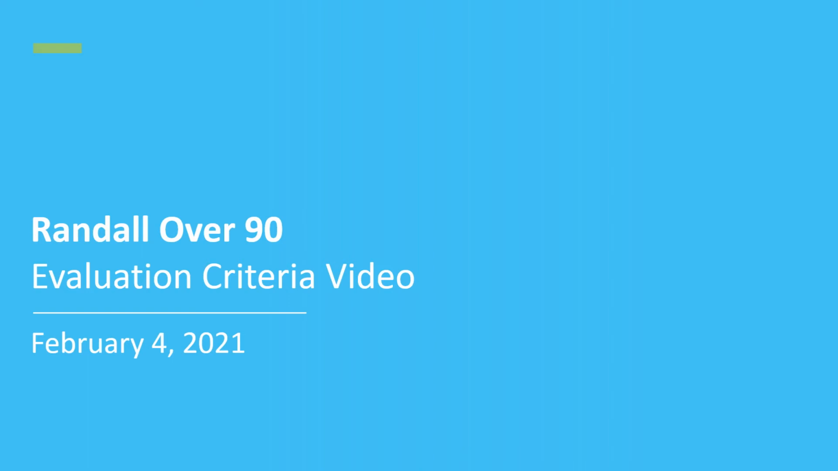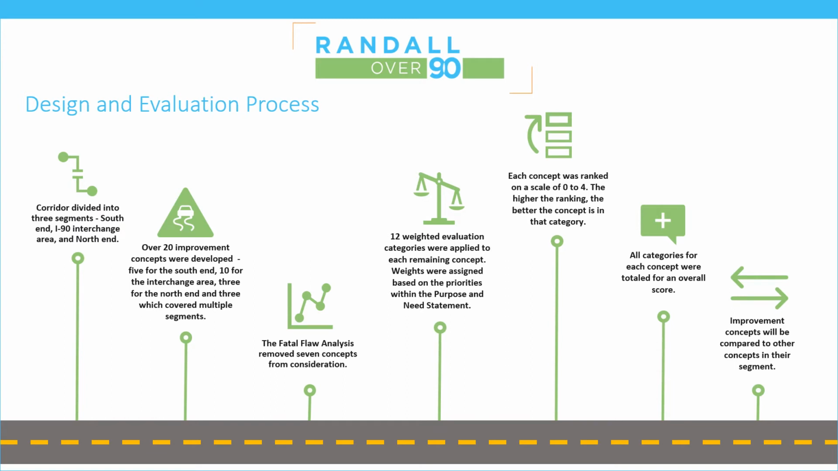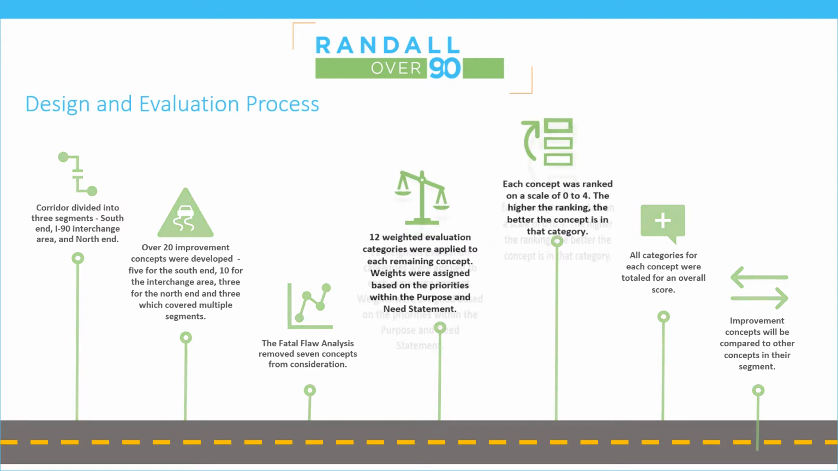This video is intended to provide you with some background information on the evaluation criteria used to grade the design concepts prepared for the Randall Over 90 project. In our public meeting, we described the 7 steps we took to create ideas for improvement and decide which are most likely to result in improvements which meet the purpose and need for this corridor.